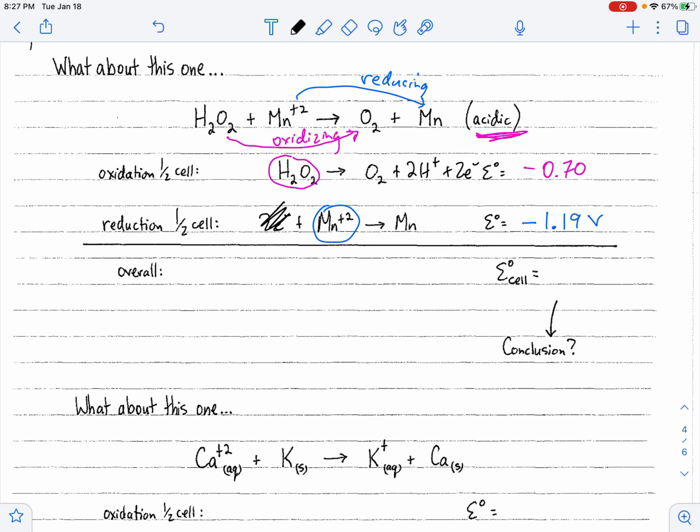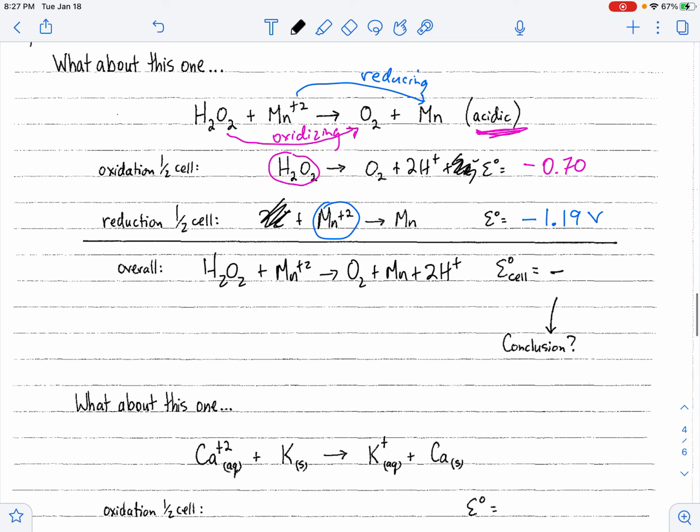So the electrons cancel. Nothing else cancels, so you're going to have H2 plus H2O2 plus Mn plus 2 going to O2 plus Mn plus 2 H pluses with an overall E cell of negative 1.89 volts. Add them together. The conclusion, because it's negative, is that this is going to be non-spontaneous.